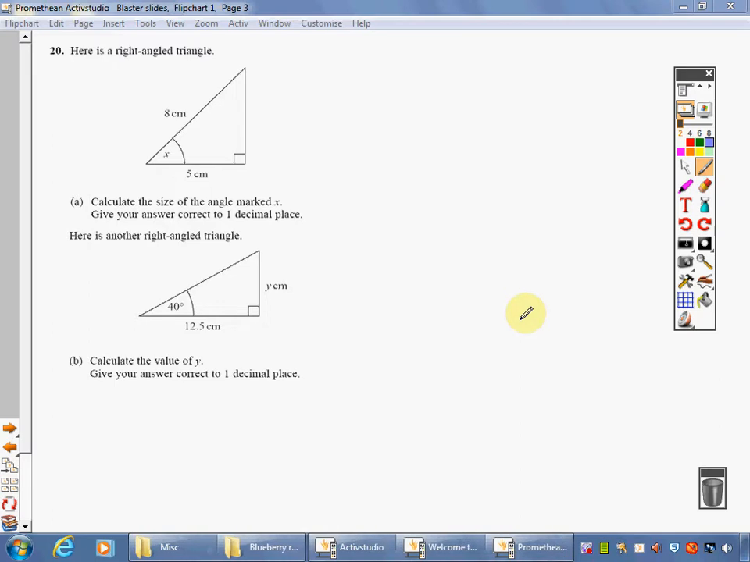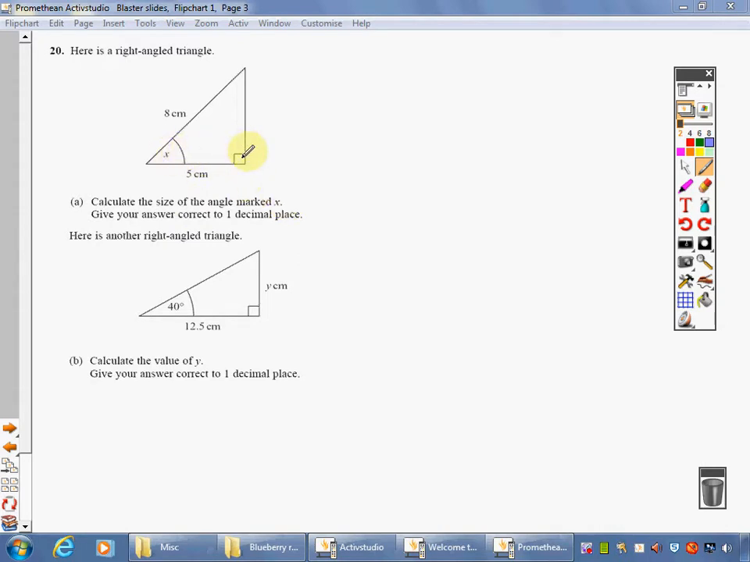This is for right-angled trigonometry. It's not for the sine and cosine rule, it's just for right-angled trigonometry, so SOHCAHTOA type trigonometry. Okay, here's a right-angled triangle, 8, 5 and x. Calculate the size of the angle marked x. So we need to calculate this angle here.